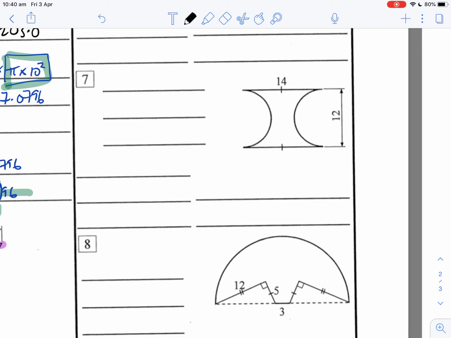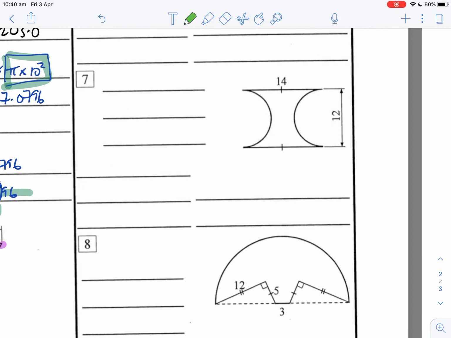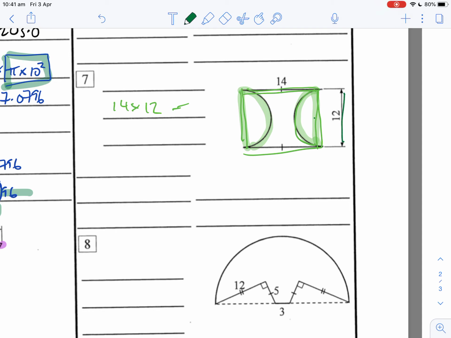Now your last one, it looks slightly complicated, but they've just tried to trick you. So basically what's going on here is you're going to get a rectangle. So you're going to have your 14 times 12 to get your rectangle on the outside. And then you're going to take away basically a whole circle, because you've got 2 half circles. You've got a half circle here and you've got a half circle there. So together the 2 halves will make a whole. You need to make sure you realise that they've given you the diameter again, and what you need is just the radius. So half of 12 is 6.